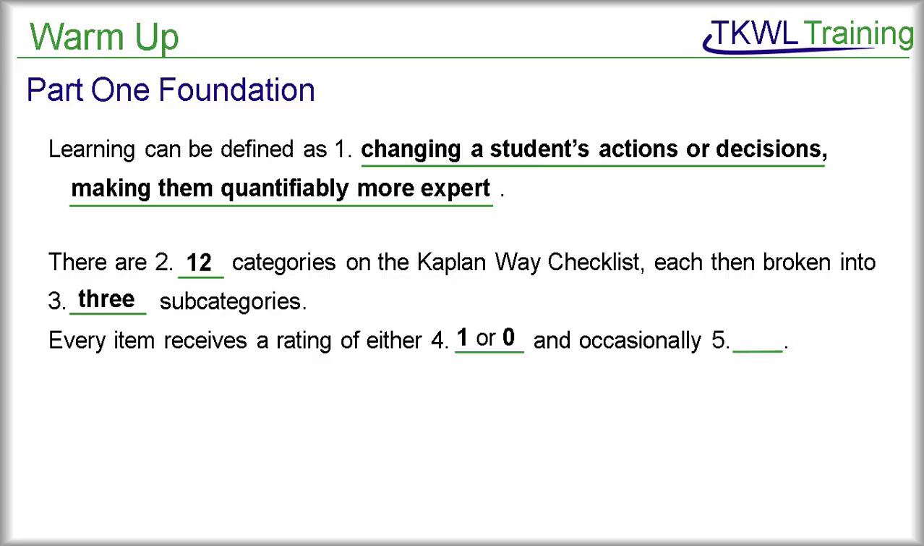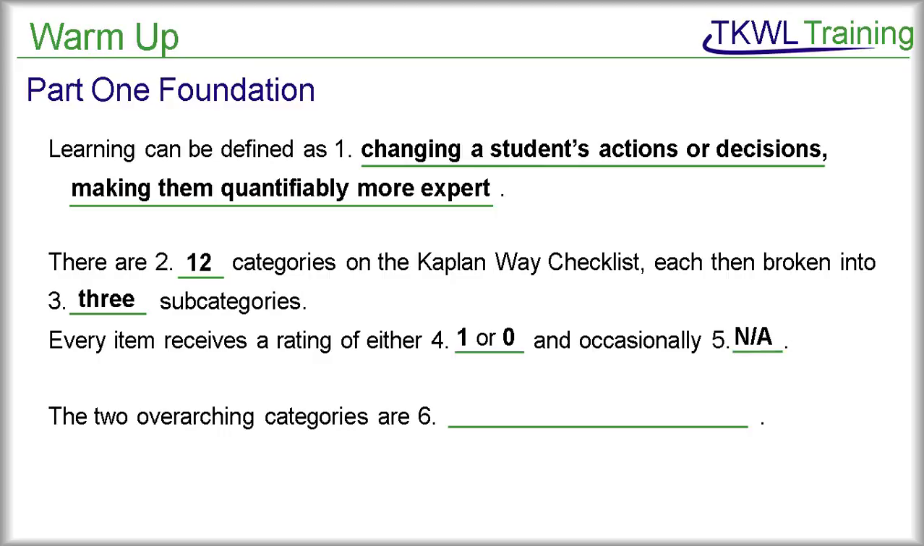The ratings within the Kaplan Way categories are either 1 or 0, depending on whether the trait appears at least 50% of the time or not, respectively. NA is very rare, but a possible rating. For instance, suppose that there's a course which is delivered as text only. Multimedia, which is the entirety of Category 6, would surely earn an NA.